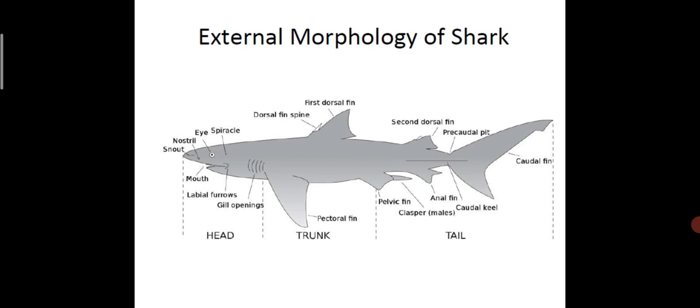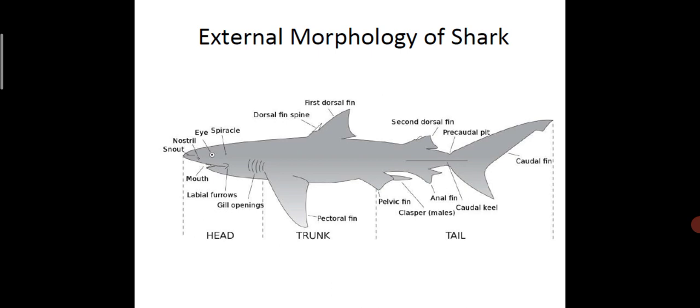Trunk portion: the trunk extends from the last gill slits to the cloacal aperture. The trunk is laterally compressed. It consists of fins and the cloacal aperture. The cloacal aperture lies between the pelvic fins. Later we can know about some of the fins.